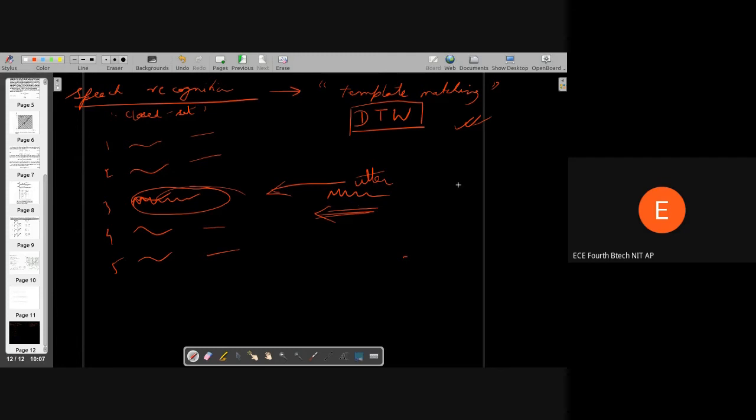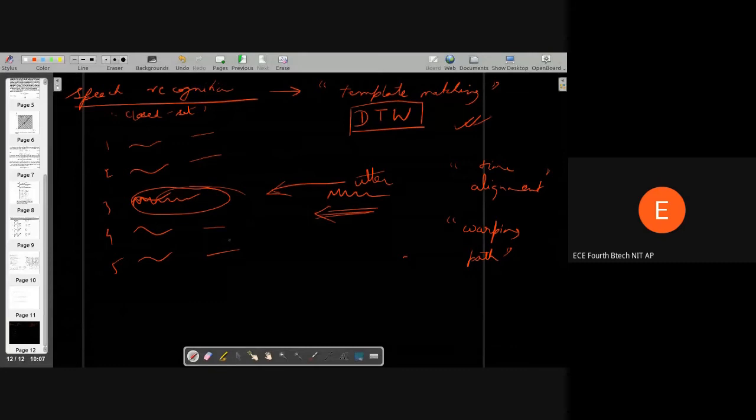In this process, you will have something called alignment. We will need to do something called time alignment, and we'll also get to see something called a warping path. These are the two main things. So yesterday we were discussing how we can use a cost matrix to realize this dynamic time warping algorithm.